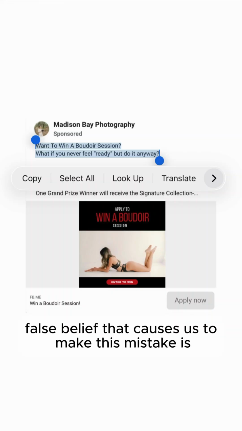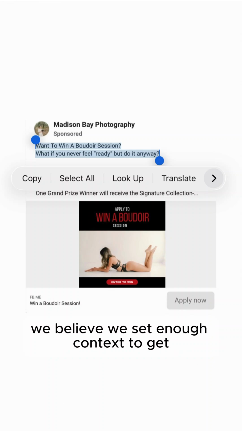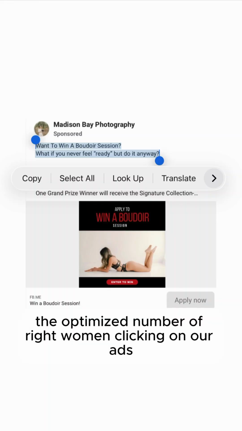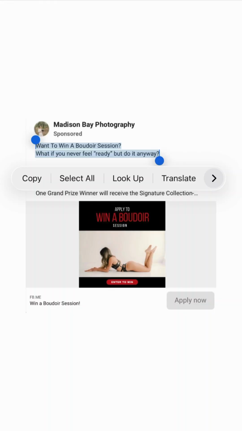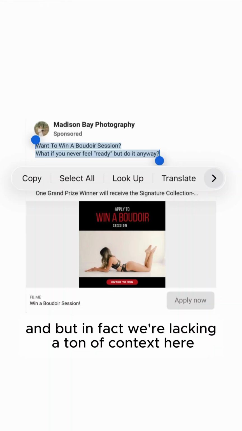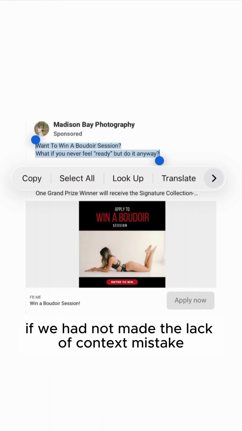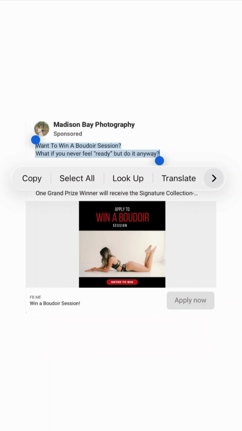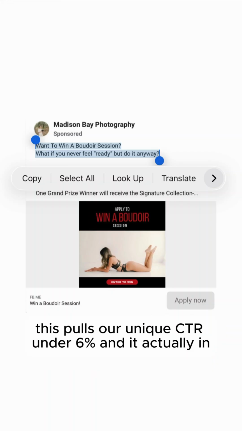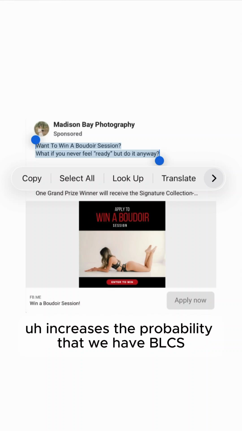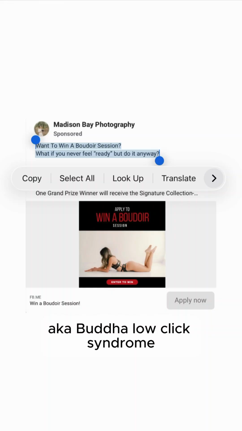The false belief that caused us to make this mistake is we believe we set enough context to get the optimized number of right women clicking on our ads. But in fact, we're lacking a ton of context here, and we're actually going to get way more women scrolling by our ads than necessary who could have been perfect if we had not made the lack of context mistake and who actually would have clicked in and had a chance to buy from us. And as a result, this pulls our unique CTR under 6%, and it actually increases the probability that we have BLCS, aka Boudoir low click syndrome.